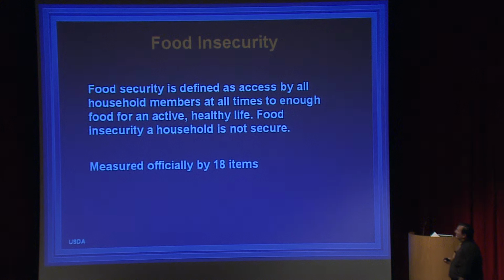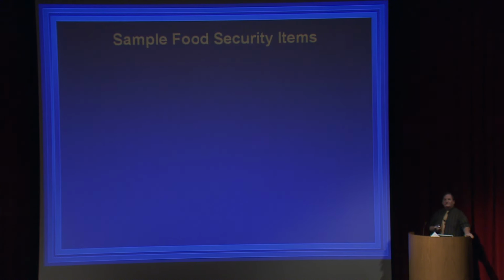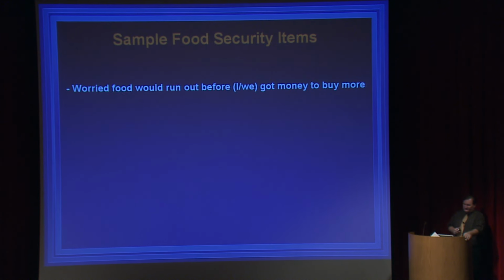But here's how it's defined by the U.S. Department of Agriculture. Food security is defined as access by all household members at all times to enough food for an active, healthy life. Food insecurity, a household is not severe. Now, what does that mean? I gotta go figure that one out. Okay, so it's measured officially by a scale that has 18 items. Here are examples of those to give you a sense of how the concept of food insecurity is defined.